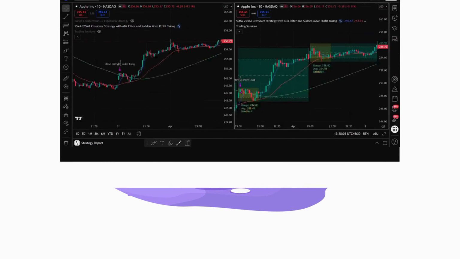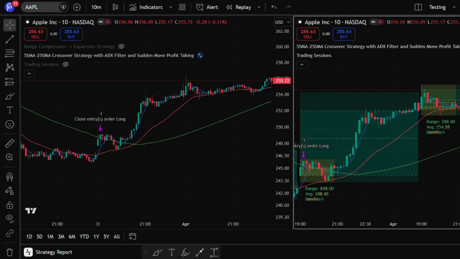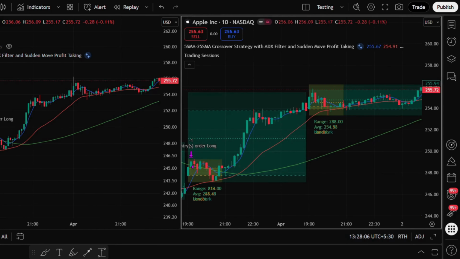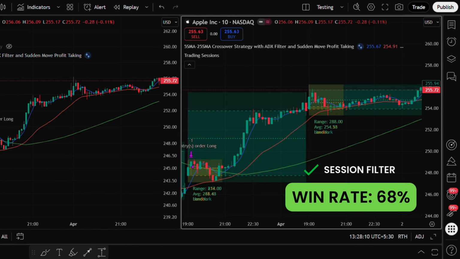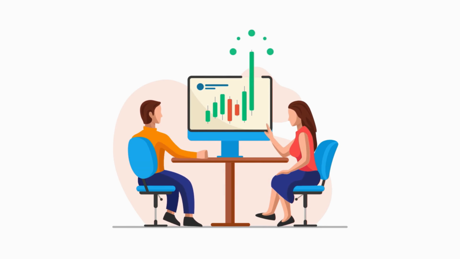Watch what happens to results. Same strategy, same indicators. Left side, no session filter, taking every signal including market open. Win rate, 52%. Right side, session filtered, avoiding the noise. Win rate, 68%. Same code. Massive performance difference just from respecting market hours.